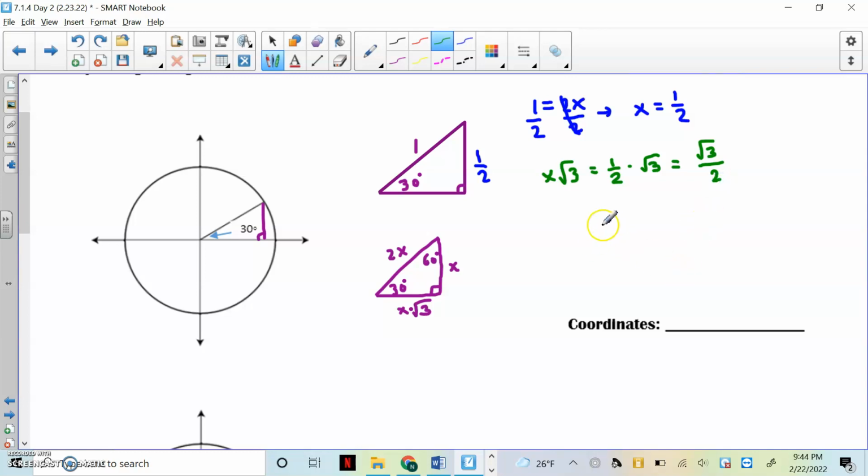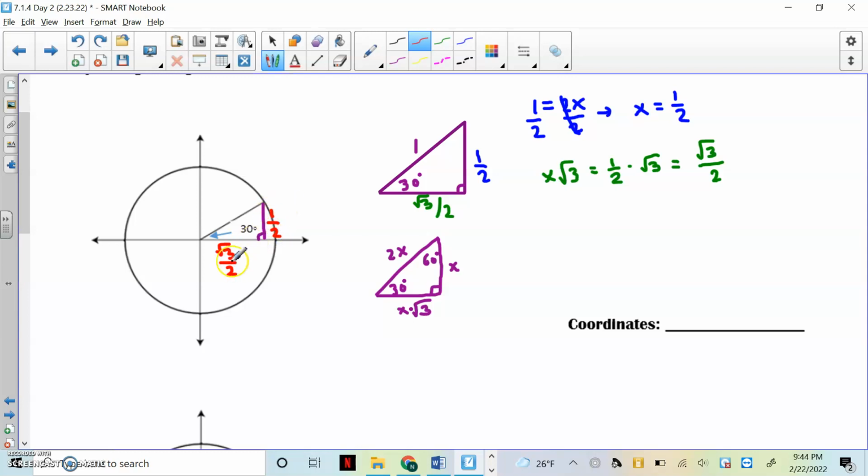All right, so this tells us that the horizontal, like the base of this triangle, is root 3 over 2. That's a slash, this is a fraction. Maybe I should write it the other way. Root 3 over 2. And this side right here is 1/2.